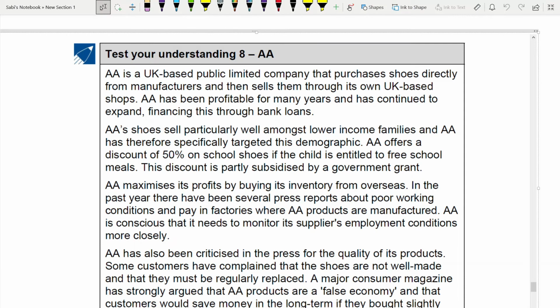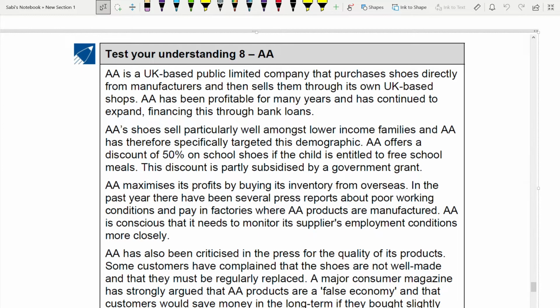So now let's start this question. This is a very similar question. Yes, exactly, I was talking about this question, the business model. Anyway, let's finish this with Test Your Understanding 8, AA.